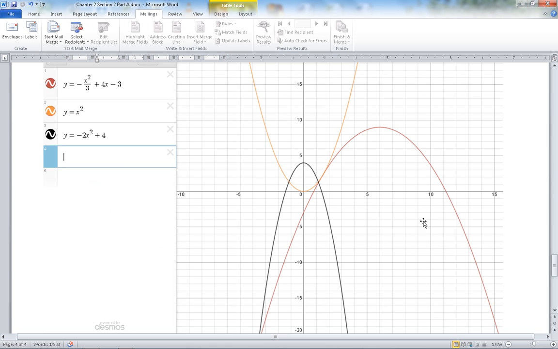So you can see how the red one is wider, the black one is narrower than this yellow, and then they're flipped upside down since they have a negative coefficient, either negative 2 or negative 1/3 in front of the x squared term. So that is how we begin with graphing parabolas and looking at just sort of the general characteristics based on what A, B, and C look like in terms of how they impact the location and direction of the parabola.